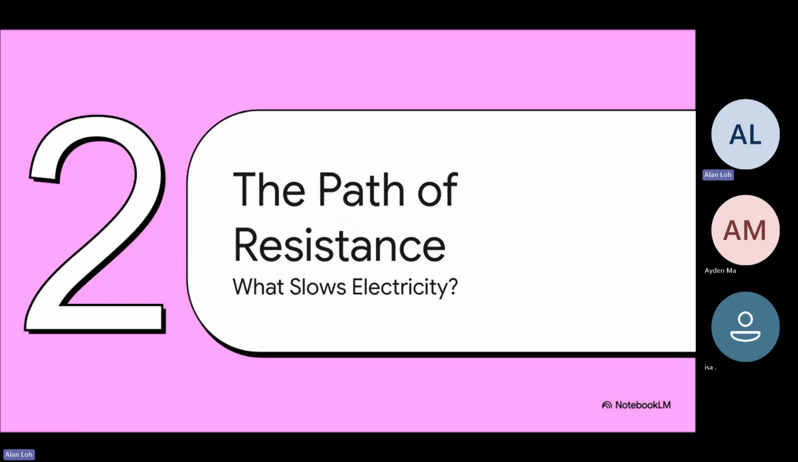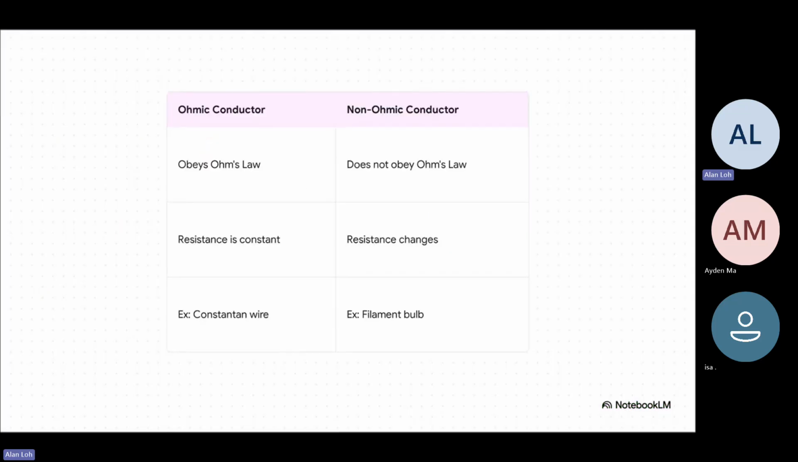Just like a water pipe can get narrow or clogged up, electrical wires have this property that, well, it pushes back against the flow. And this pushback is what we call resistance. And here's the thing, not all materials behave the same way. Some are really predictable. We call them ohmic conductors. Their resistance is just constant. But then you have others, the non-ohmic ones, and they're a bit more interesting.